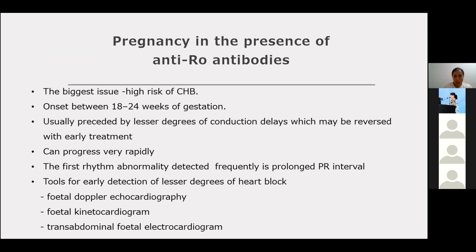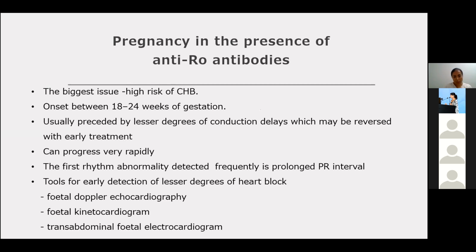So then we'll talk a little bit about pregnancy in the presence of anti-Ro antibodies. And in our setup, actually, we don't do much for these patients even if the anti-Ro antibodies are positive. The biggest issue is the high risk of congenital heart block. Usually the congenital heart block starts to happen between 18 to 24 weeks of gestation. That is when it starts to develop.